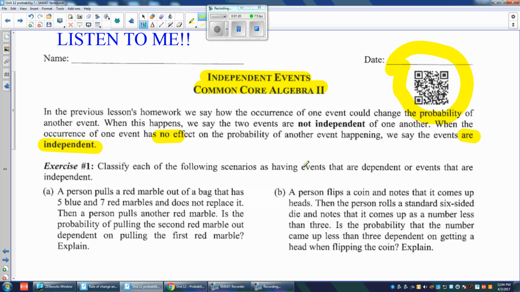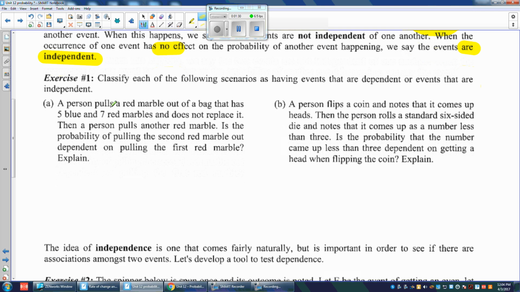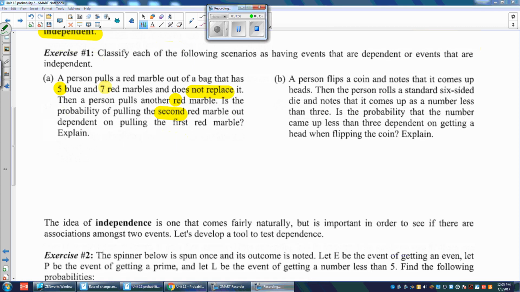Classify each of the following scenarios as events that are dependent or events that are independent. A person pulls a red marble out of a bag that has 5 blue and 7 red marbles and does not replace it. Then a person pulls another red marble. Is the probability of pulling the second red marble out dependent on pulling the first red marble? Please explain.